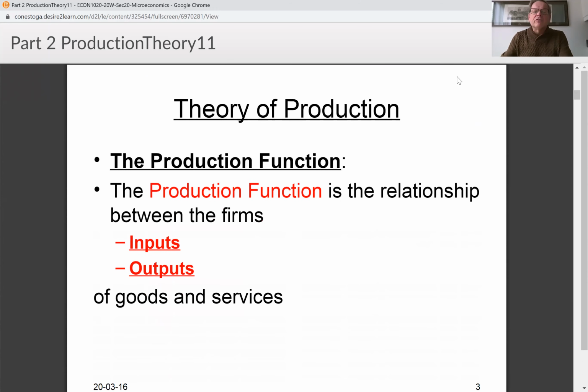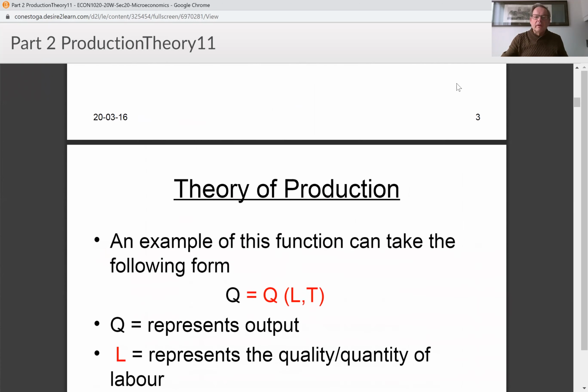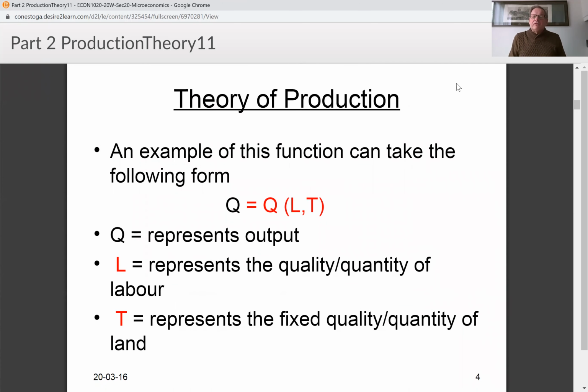So the production function is the relationship between the firm's inputs and outputs of the goods and services that they produce. An example of a function can take the following form. The quantity of output depends upon the quantity and quality of the labor that we have employed, and also the quantities of a fixed quantity of land. We're going to go through an agricultural problem here, but it doesn't matter if we're in a factory or in a hotel or something along that nature.